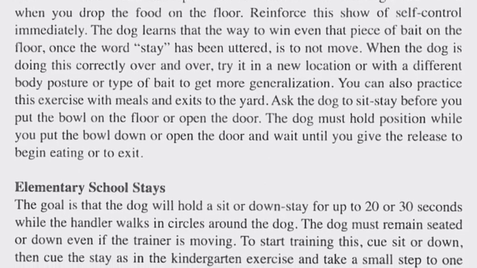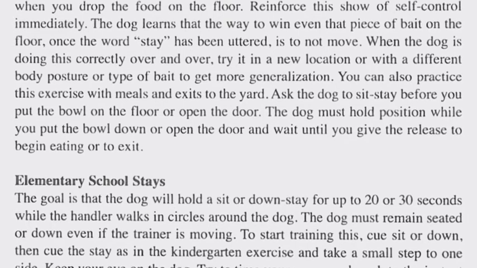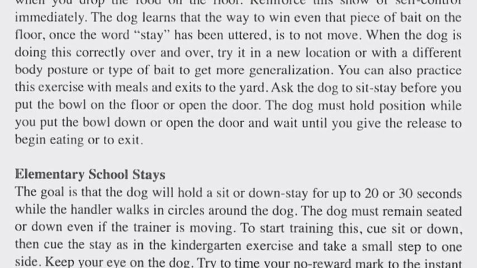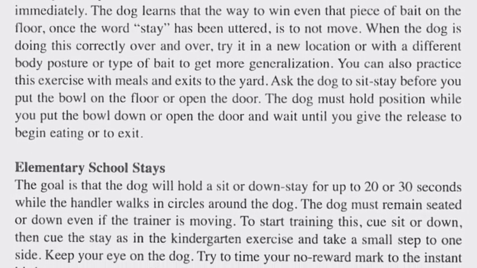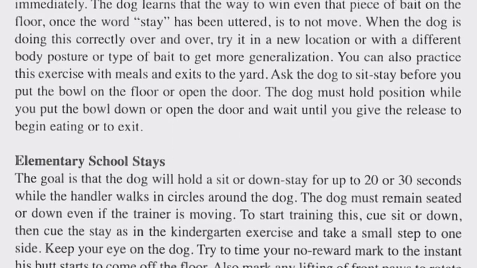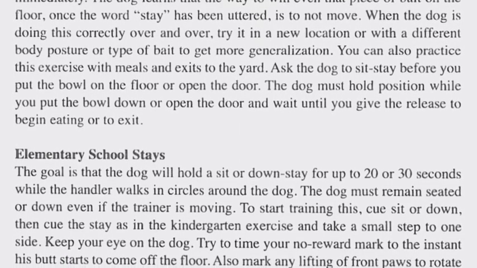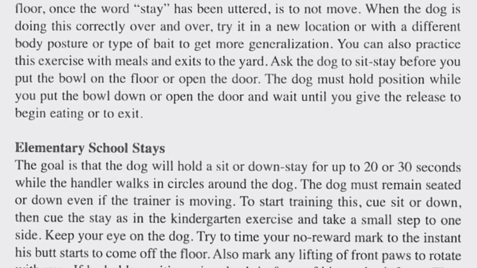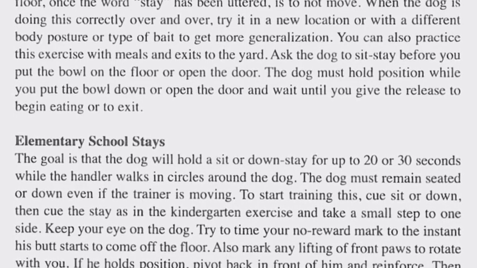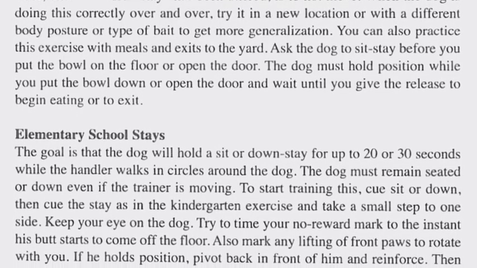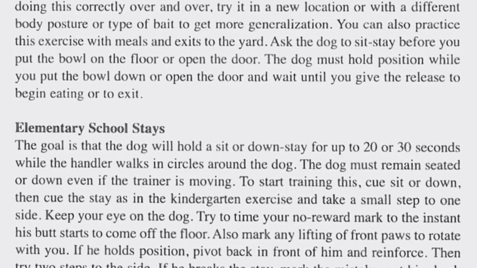Elementary school stays. The goal is that the dog will hold a sit or down stay for up to 20 or 30 seconds while the handler walks in circles around the dog. The dog must remain seated or down even if the trainer is moving. To start training this, cue sit or down, then cue the stay as in the kindergarten exercise, and take a small step to one side.